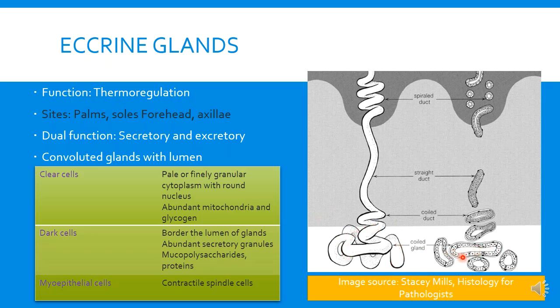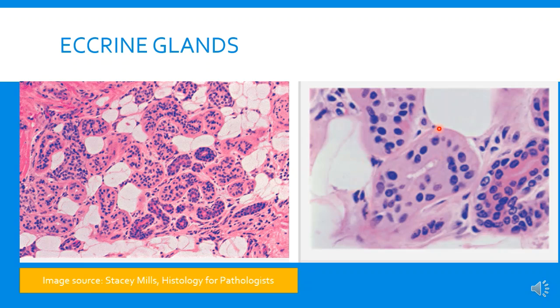The cross section of these look like this with a lumen. So there are three types of cells: clear cells, dark cells and myoepithelial cells. Clear cells have pale or finely granular cytoplasm with round nucleus, and they show abundant mitochondria and glycogen. Dark cells show mucopolysaccharide and proteins, and myoepithelial cells are contractile spindle cells, contraction of which expels the secretion. These are the clear cells of eccrine glands, and there are these dark cells. These clear cells are very important to note because these are seen in certain tumors of eccrine differentiation.